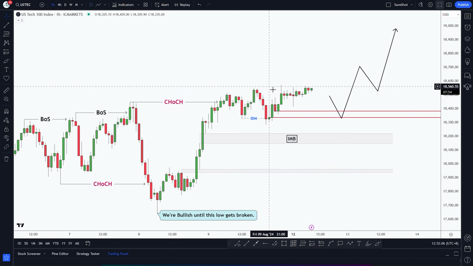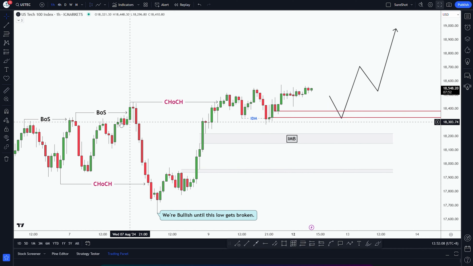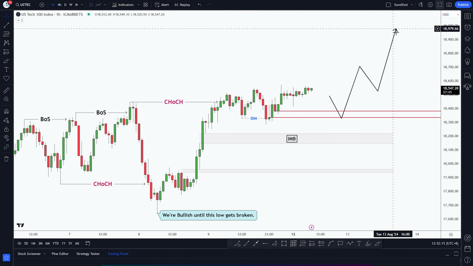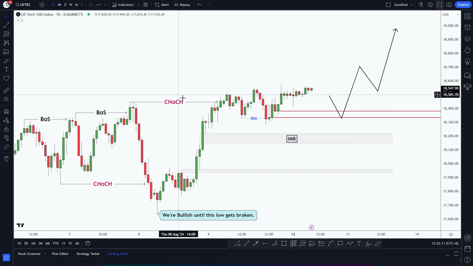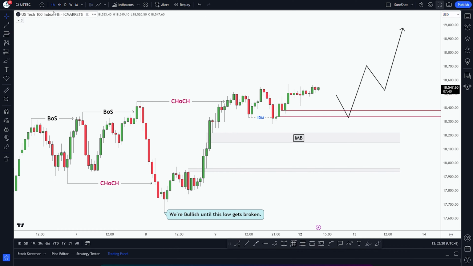Today I've got another forecast about NAS100 for the upcoming week. But before we look ahead, let's quickly talk about what happened last week with NAS100. We'll discuss how the market moved and where it might go next. As usual, we'll start our analysis on the hourly timeframe.